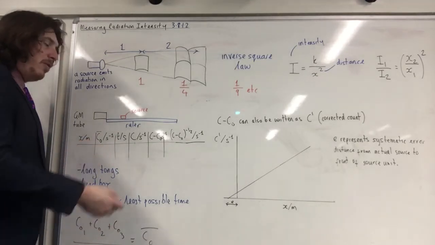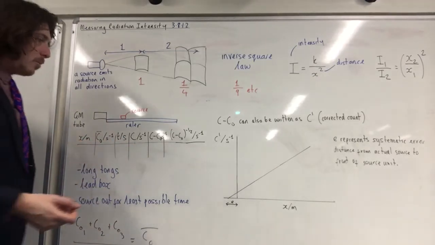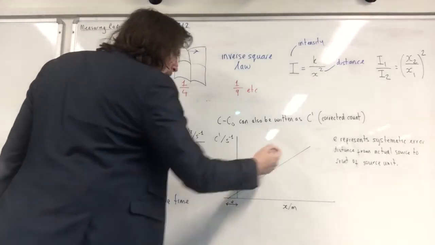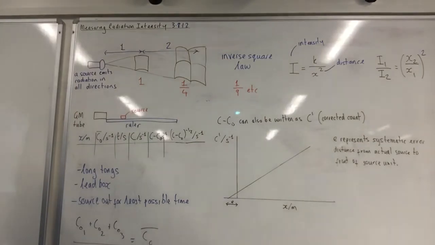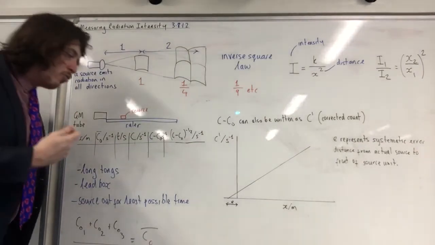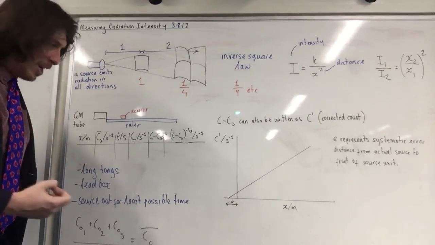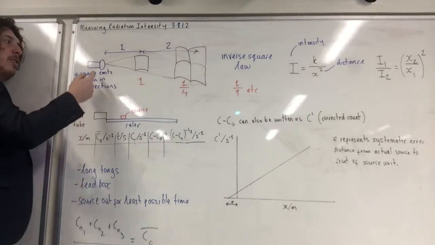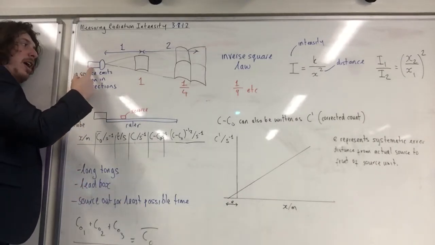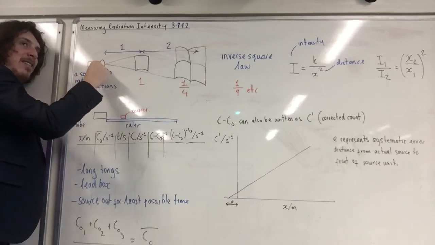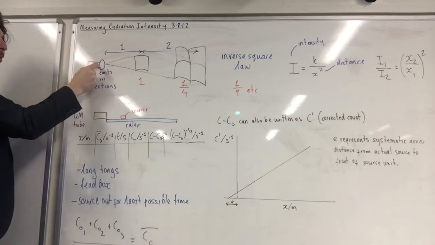Now, in terms of the corrected count rate, when you plot this against distance, you will get a straight line that does not go through the origin. Okay? The reason why it doesn't go through the origin is because you've got systematic error in your reading, and that is because the radioactive source is either spread out or does not sit perfectly at the edge of the source.